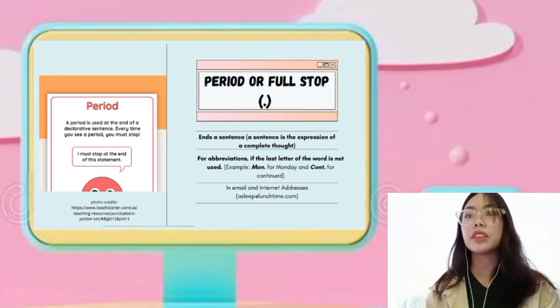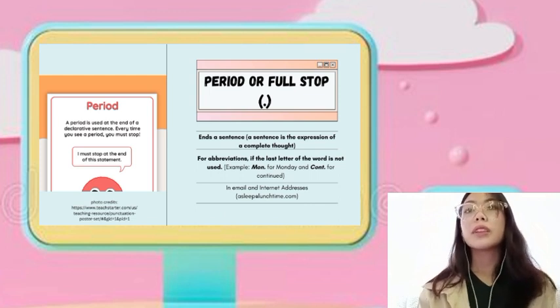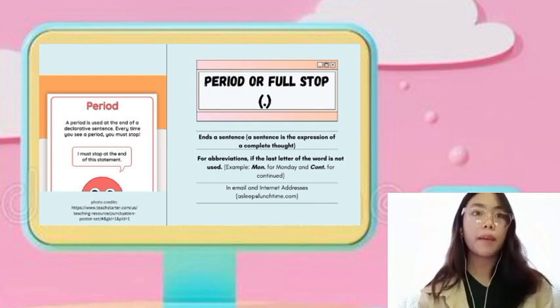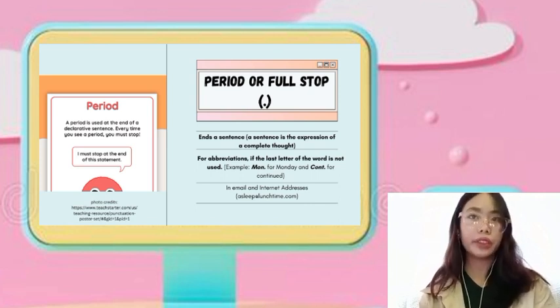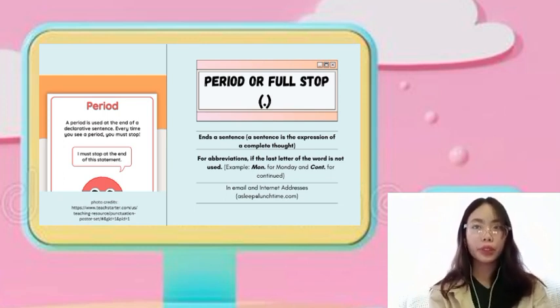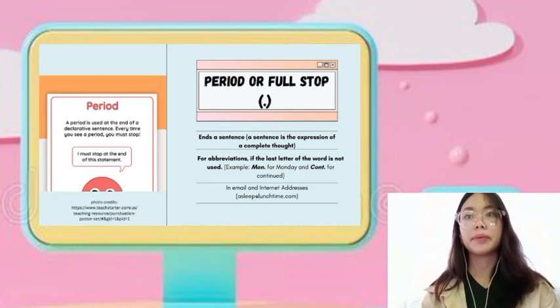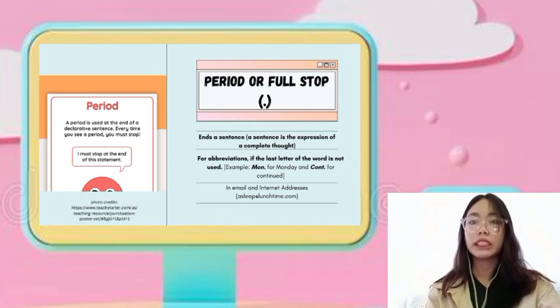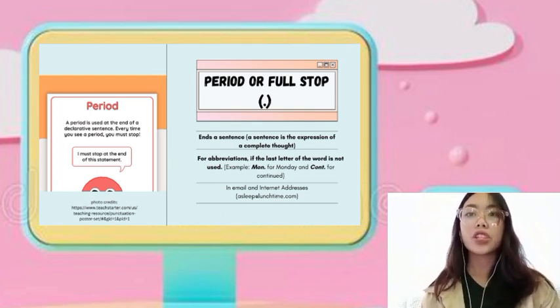We also use period for abbreviations if the last letter of a word is not used. Example, the abbreviation for Monday is Mon. So after the letter N, we should put a period. Another example is continue. The abbreviation for the word continue is cont. So after T, we must put a period. We also use period in email and internet addresses. But in this sense, we read it as a dot. Example, asleep at lunchtime dot.